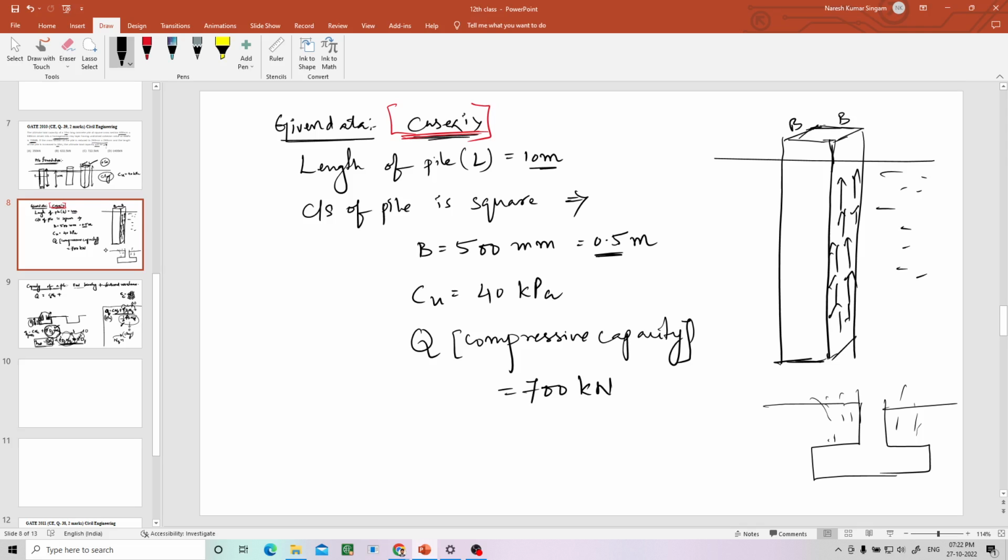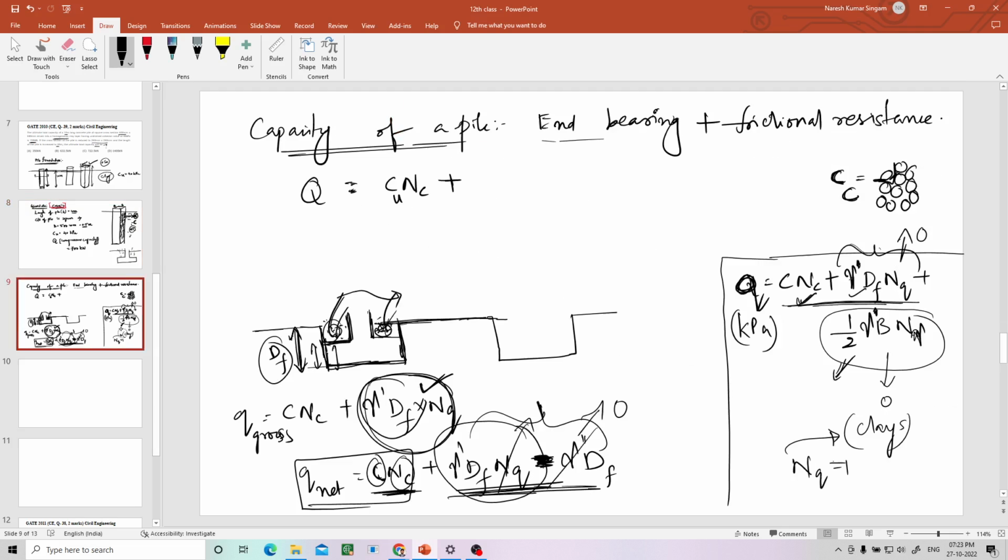The frictional resistance in between that surrounding clay and this concrete material depends upon the adhesion factor. So you cannot get full cohesion as frictional resistance. It will be reduced by some amount. If you multiply that alpha with c, alpha c will be the frictional resistance. So that's how you will get alpha Cu. So this is the formula to find out the capacity of the pile.